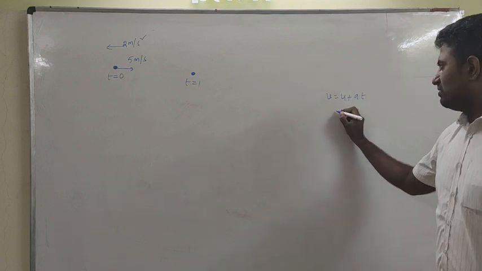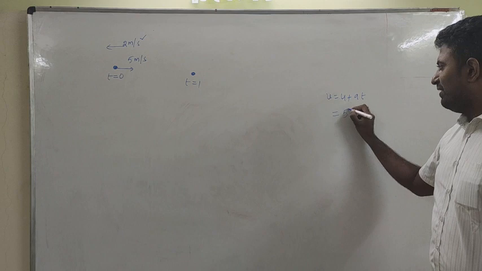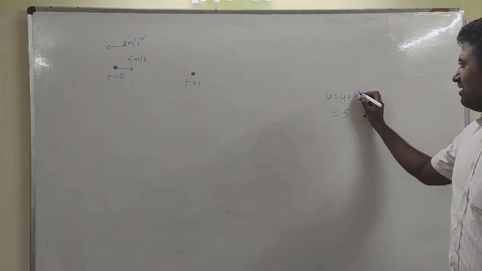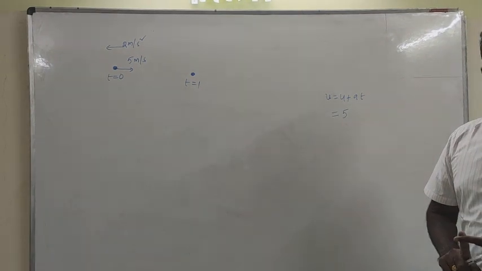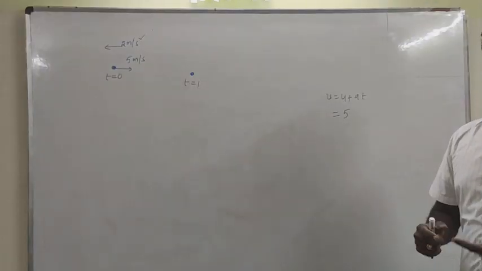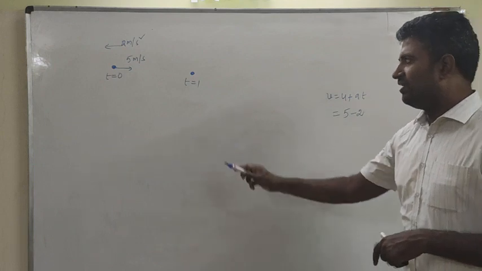at, which is equal to initial velocity. We know that it will be plus 5. Why plus 5? It is moving along plus x-axis. Acceleration must be negative because the motion is retarded motion. Velocity and acceleration must have opposite sign when the motion is retarded motion. That's why minus 2.